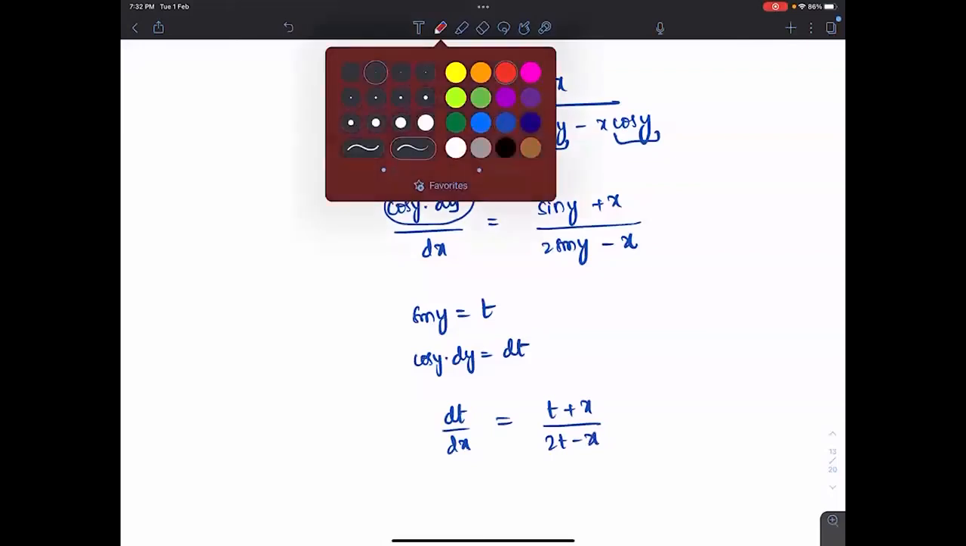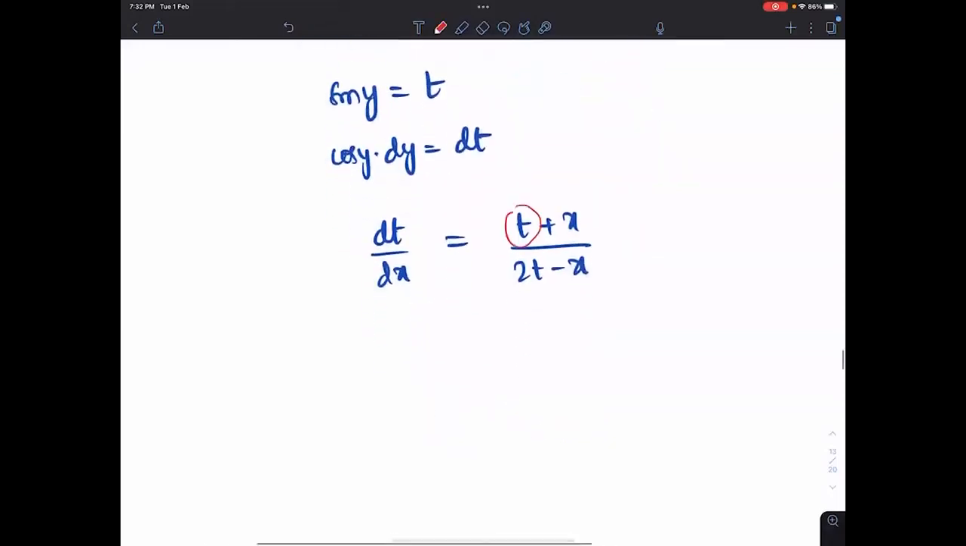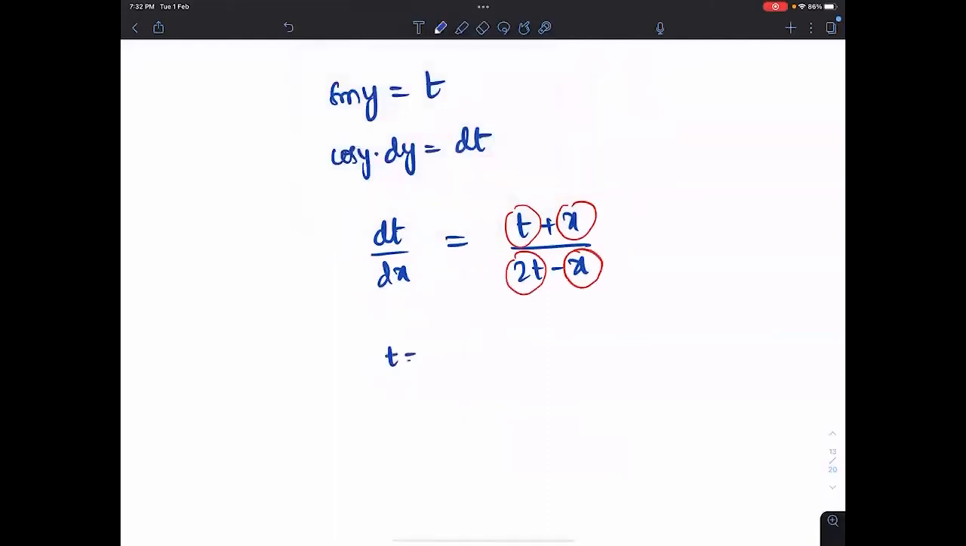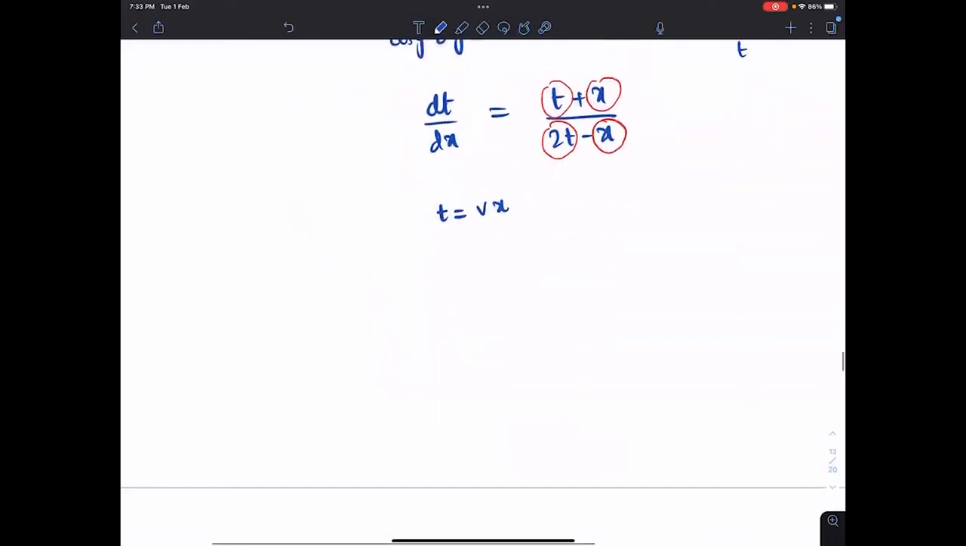Now this becomes homogeneous. You see, all the terms are of the same degree in numerator and denominator. For homogeneous, what is the substitution? Normally we take y equals vx, but here y is not there, t is there. So t equals vx. Now you can proceed after this.